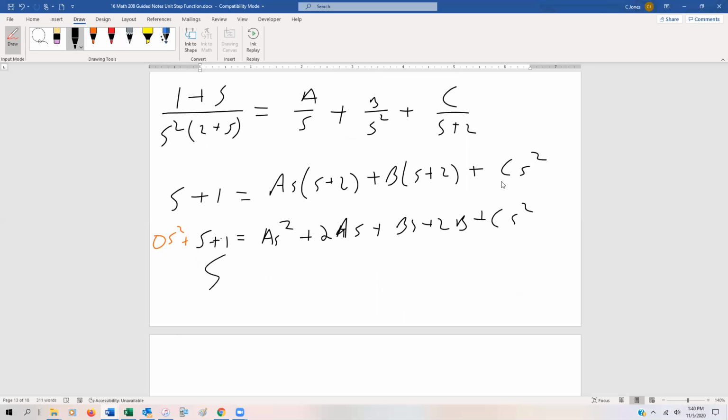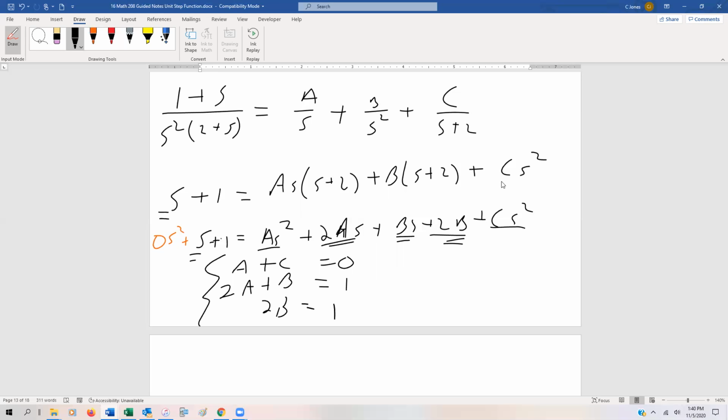And so here's our system. It's a pretty easy one. We're going to have a plus c is equal to 0. Seems like a pretty familiar system. And then we look at our s terms, and we have 2a plus b is going to be equal to 1, since the coefficient of the s is 1. And then finally, we just have that 2b is going to be equal to 1 as well.